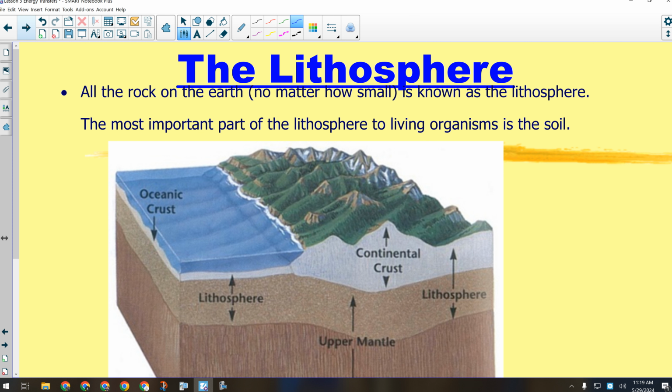I mean, there's algae and stuff in the ocean as well, but we're talking just about the terrestrial part here. So soil is a big part of this.